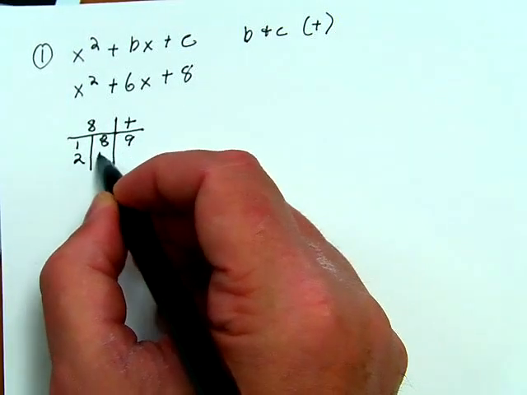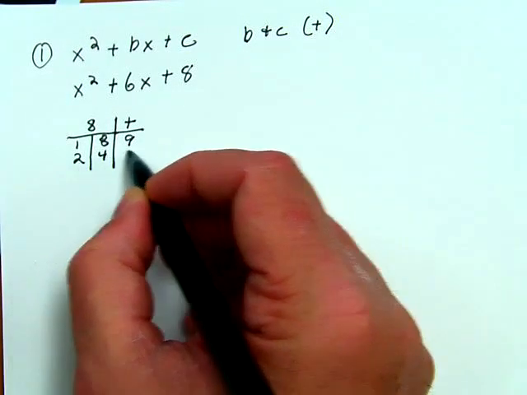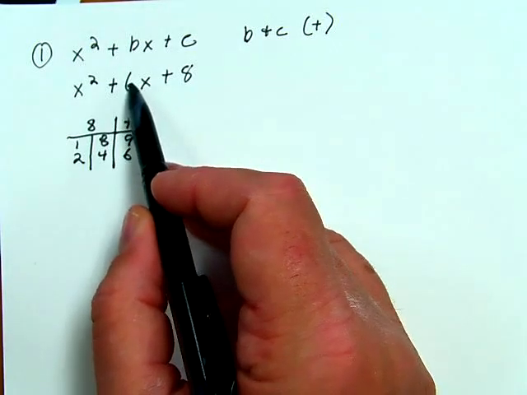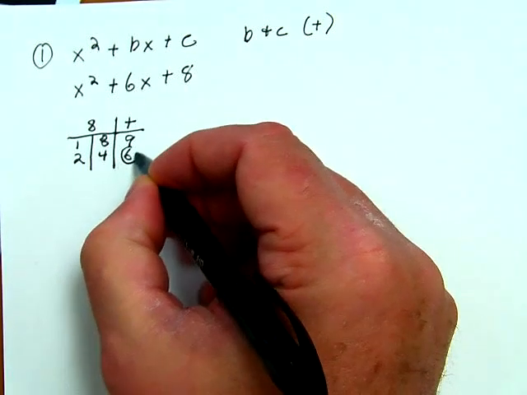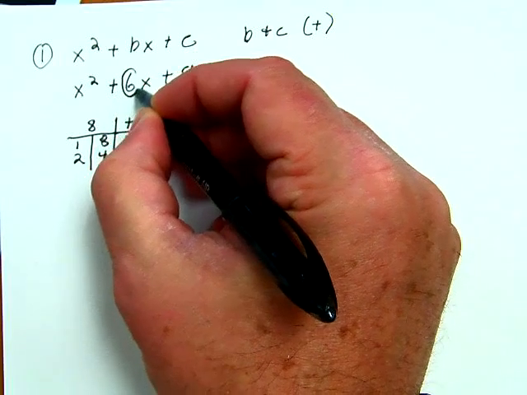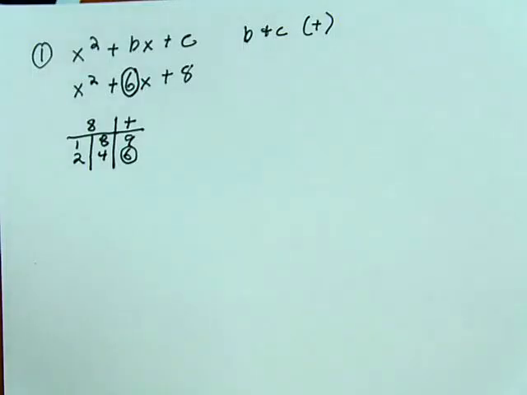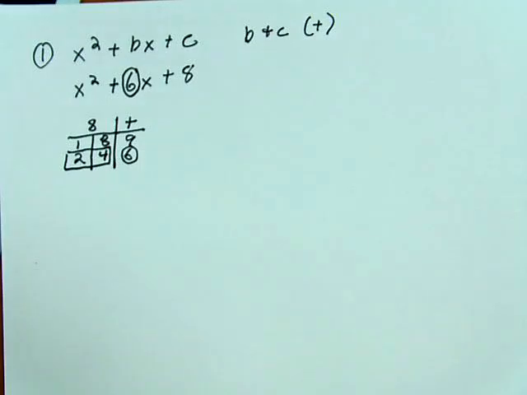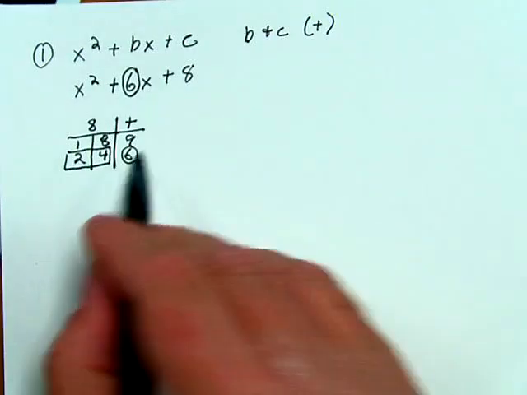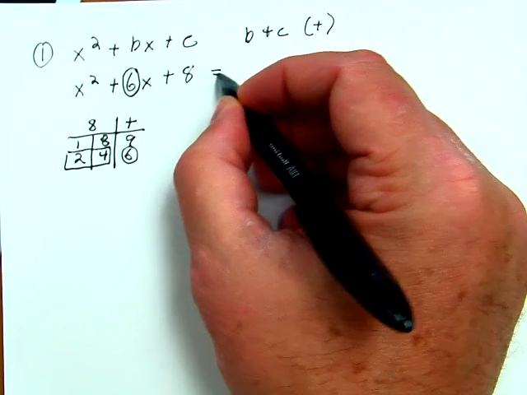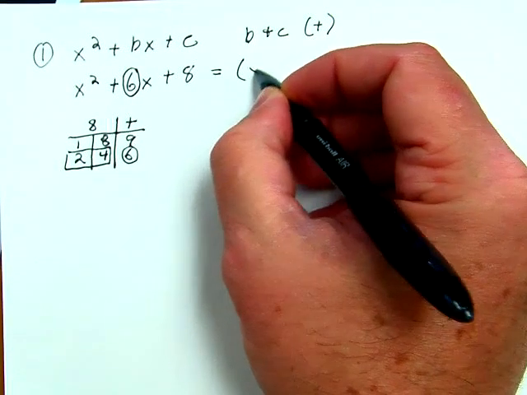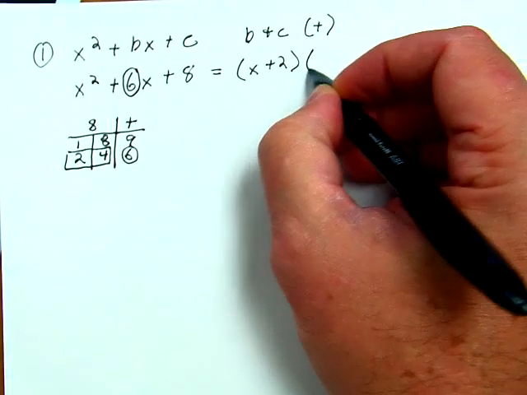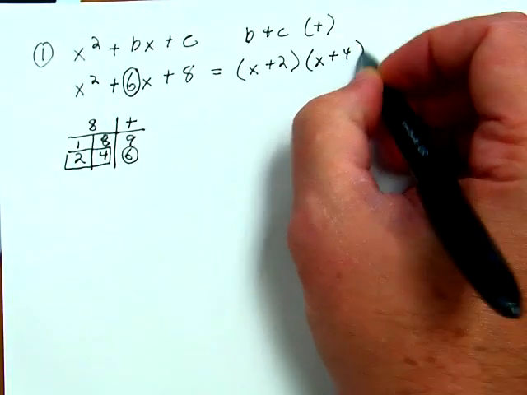Let's say 2 and 4. 2 and 4 added together give me 6. Is 6 the coefficient of the middle term? Yes, it is. So that is the correct pair of numbers that I want to use. And when I find that correct pair, I can then say that this factors to (x + 2) and (x + 4).